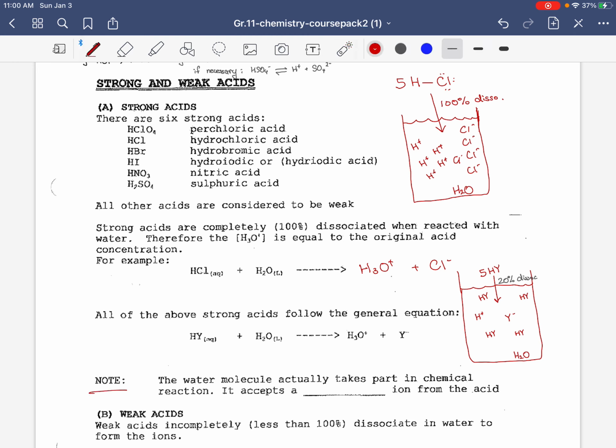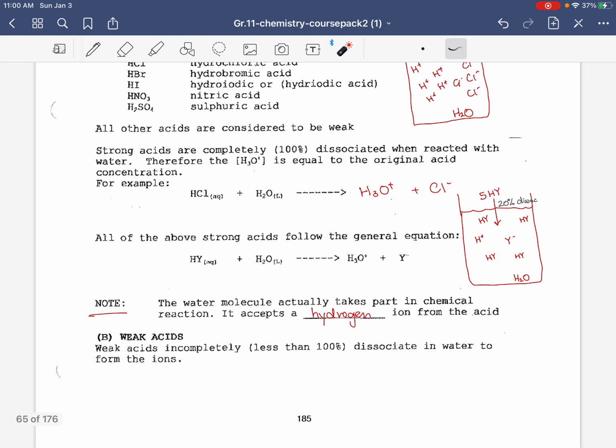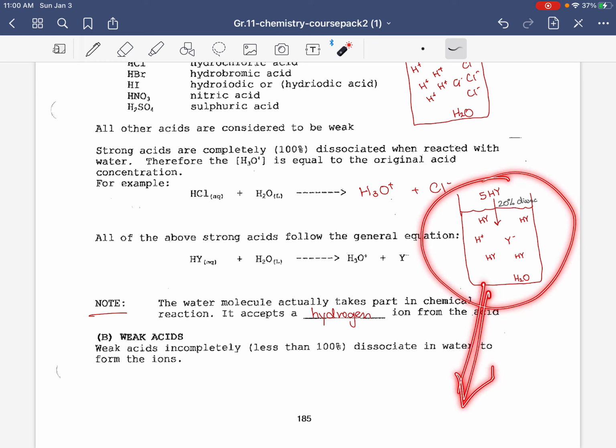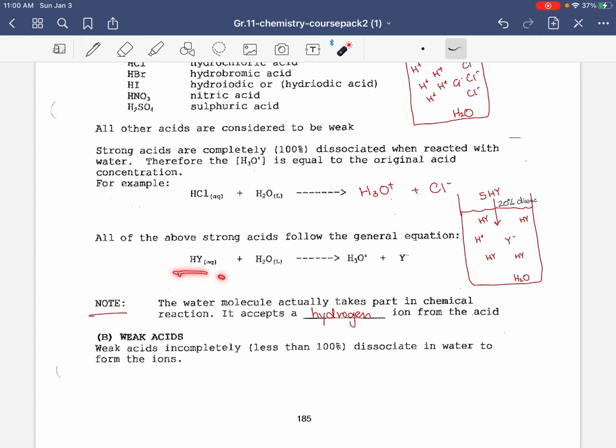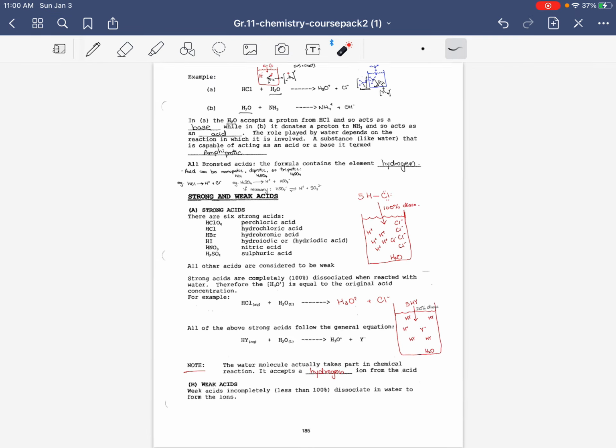So note, the water molecule actually takes part in the chemical reaction. We know that. It accepts the hydrogen ion from the acid, and we also know that because water is acting like a base. It's accepting these guys to form H3O. I guess I really shouldn't put that here. This diagram right here should have been down here. Let's make sure you draw it down here, because HY right here is really just an abbreviation of a strong acid. But it's really the same anyways, no big deal.